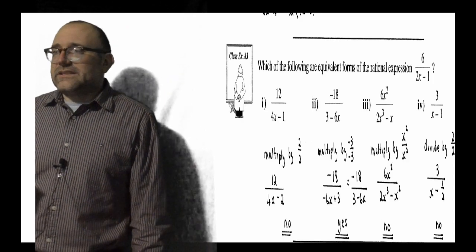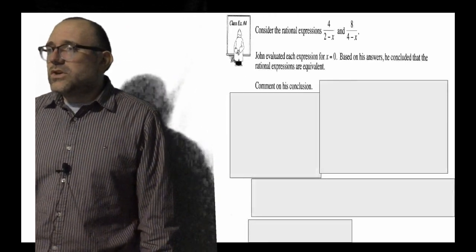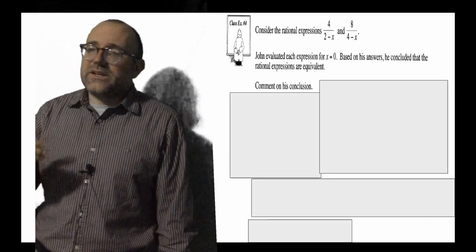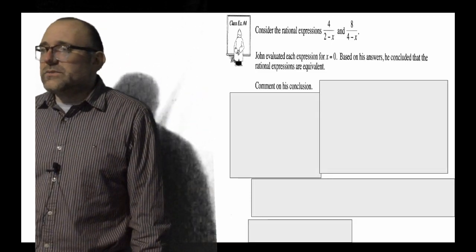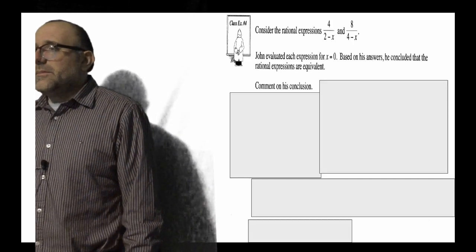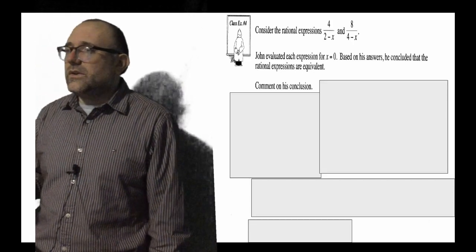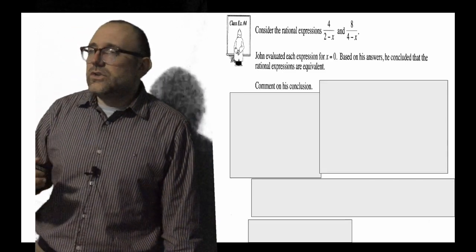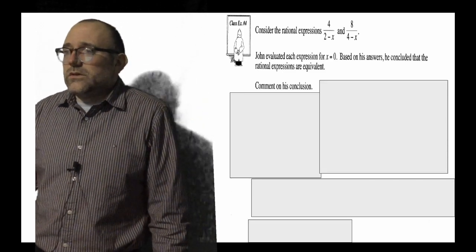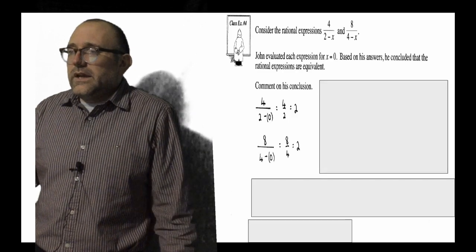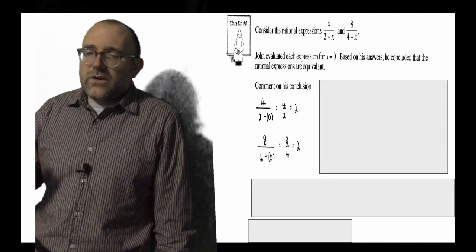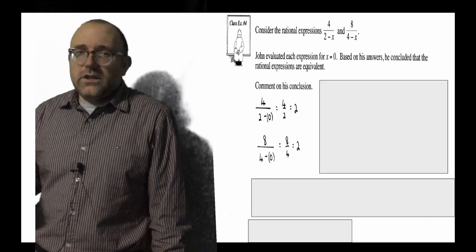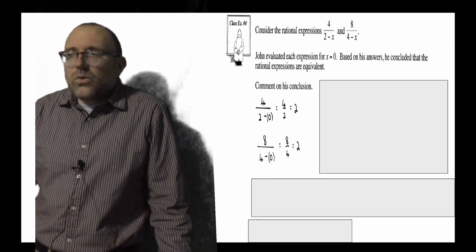One last class example here. It's dealing with John. Evaluate each expression for x not equal to 0. So right off the bat, he's saying that you can't have 0 as one of the solutions here. Based on his answers, he concluded that the rational expressions are equivalent. Well, comment on his conclusion. Is he right? Well, try with 0. So he did try with 0, and hence the left rational expression and the right rational expression are equivalent. So yay! What happens if you use a different number, like 1?